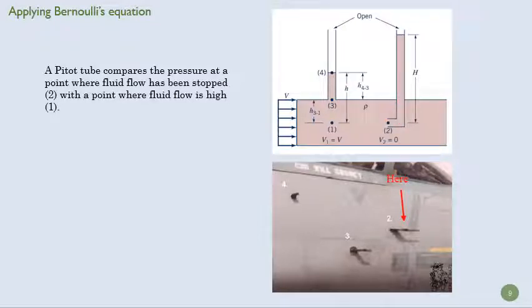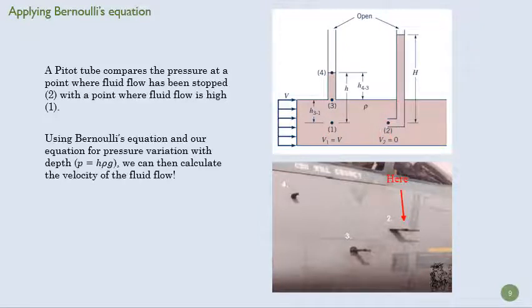And what happens is we intentionally stop the flow at point 2 by putting this little tube into the flow. And that means we don't have any kinetic energy here at 2. But Bernoulli tells us that the total energy as we move through this flow has to stay the same. So we have kinetic energy and pressure energy here, and it becomes all pressure energy there. How does that help us figure out what our velocity is?